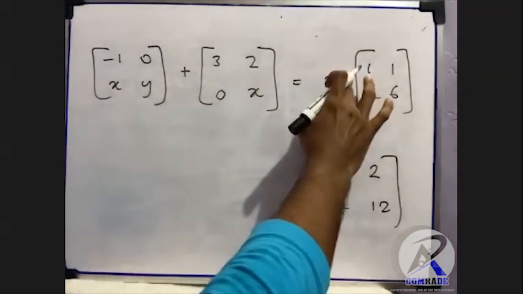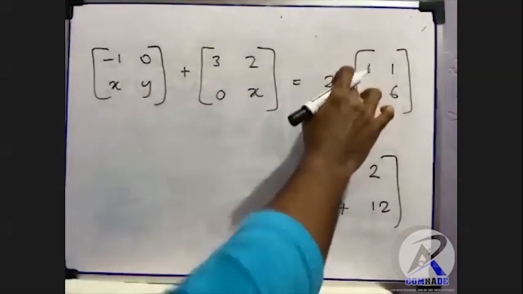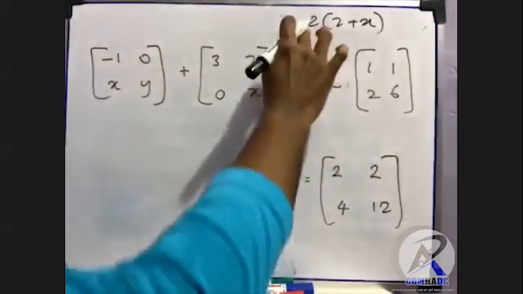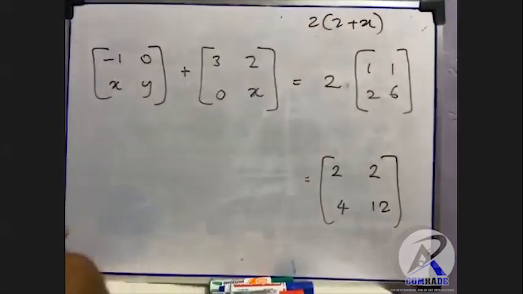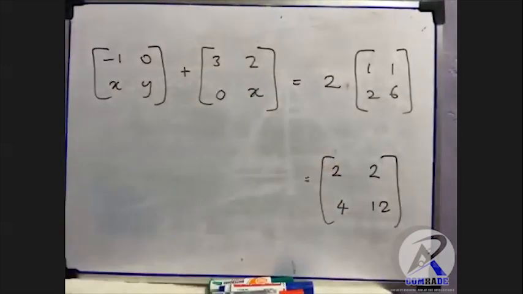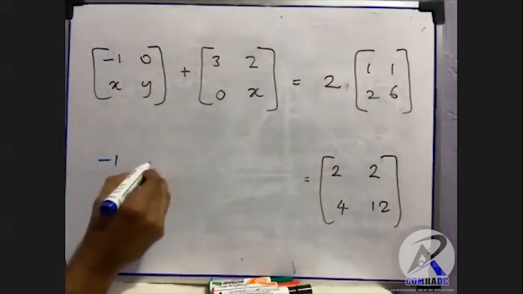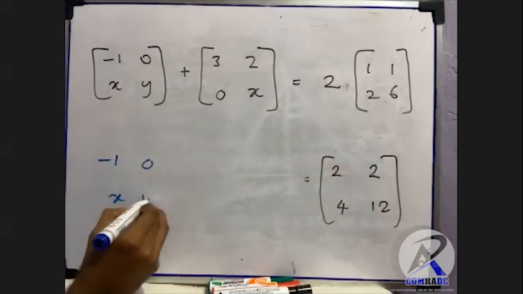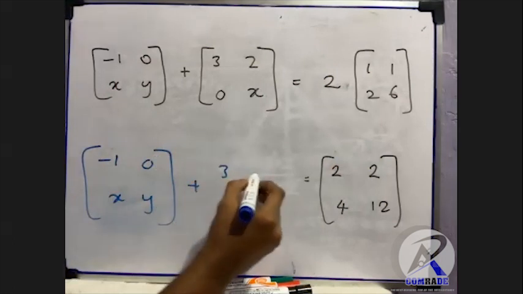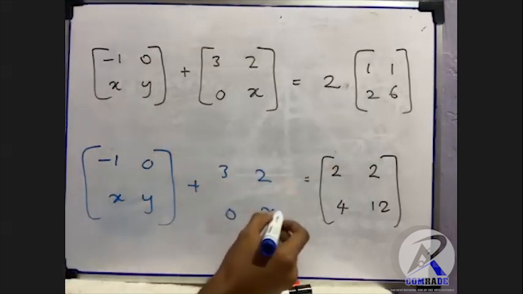Okay, so usually they don't give this one, so you have to know in a bracket, you know what this is, right? 2 plus x, this is multiplication, right? So you need to know that. And okay, so the answer is this. So I'm writing this again, right? See this one, minus 1, 0, x, y, and here plus 3, 2, 0, x, and I'll tell you how to do that, right?